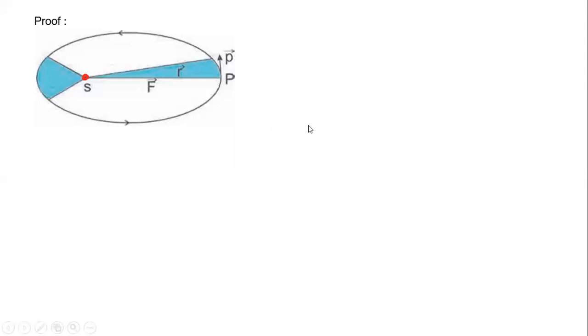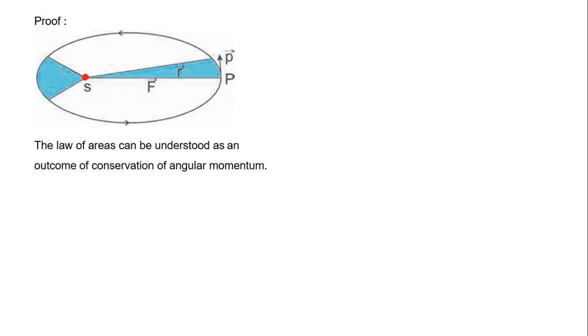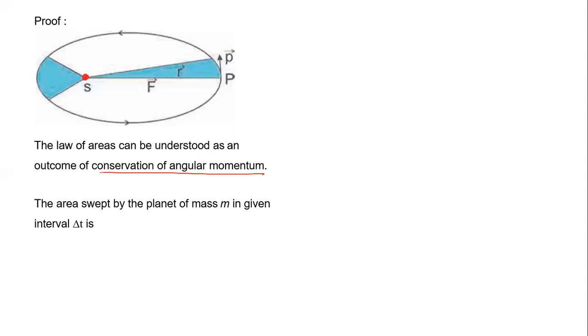Now we consider that a planet is revolving around the sun in an elliptical orbit. The law of areas can be understood as the outcome of conservation of angular momentum. So the reason behind this law of areas is conservation of angular momentum, which we have to learn later. The area swept by planet of mass m in given time interval delta t is, so time interval is delta t. In that delta t, area swept by planet we have to write.